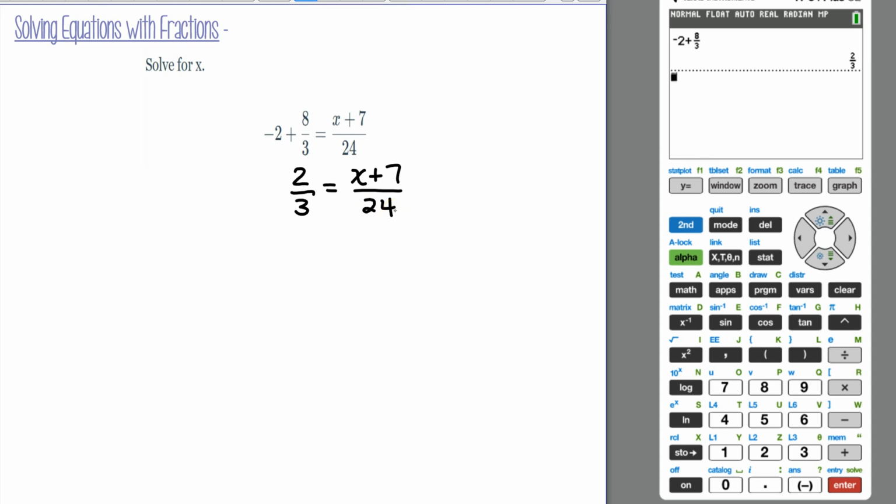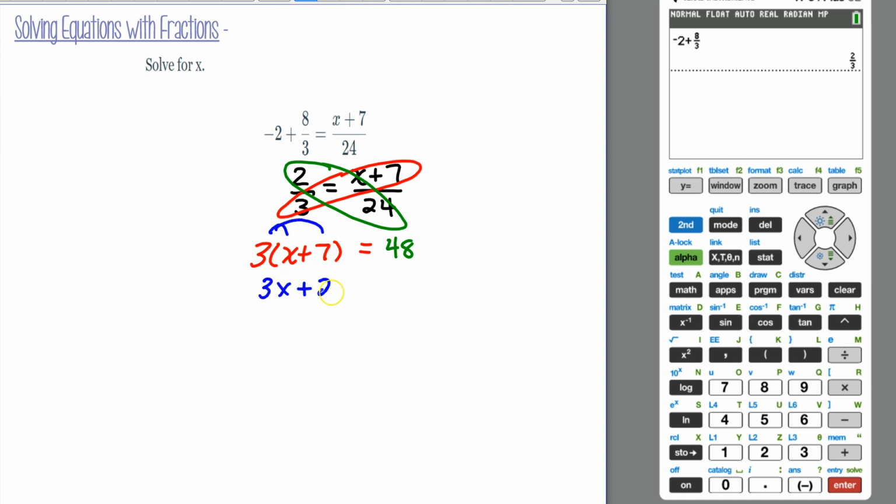Now for here, I have a ratio equal to a ratio, so I could technically cross multiply. I have 3 times x plus 7 equals 2 times 24. And then from here, I'm just going to solve the equation like normal. So 3x plus 21 equals 48.